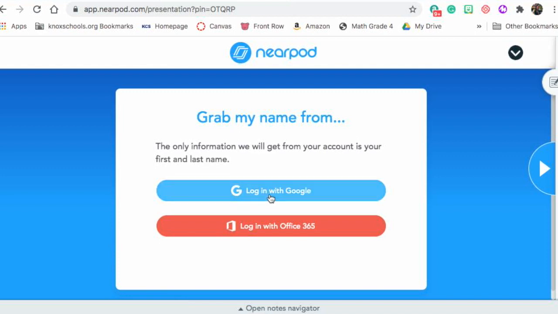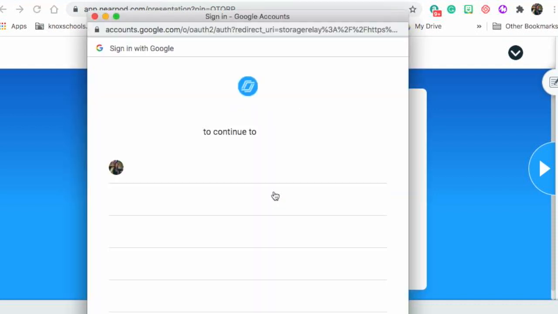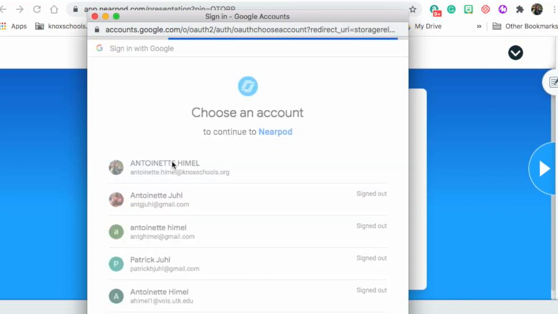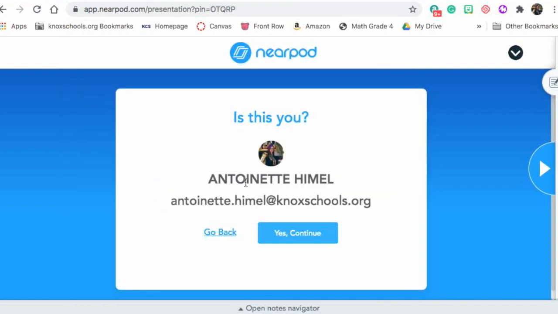First, you have to log in with your Google account. Do not ever choose log in with Office 365. Always choose log in with Google. Then it's going to ask you if this is the Google account that you want to use. And you'll say yes, as long as it pops up with your name, you'll say, yes, that's me.